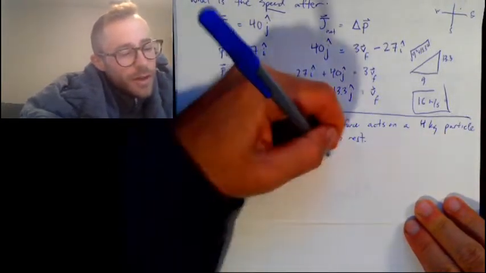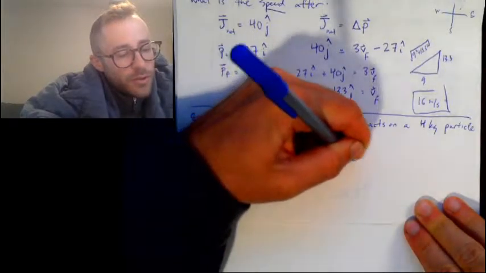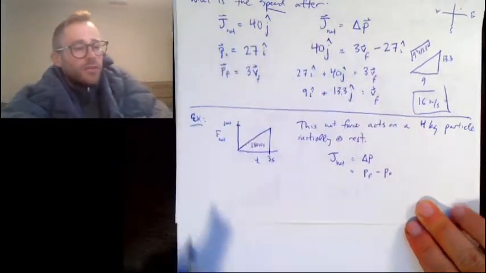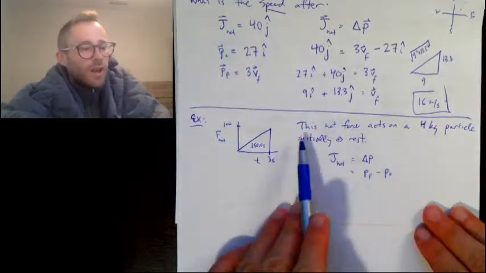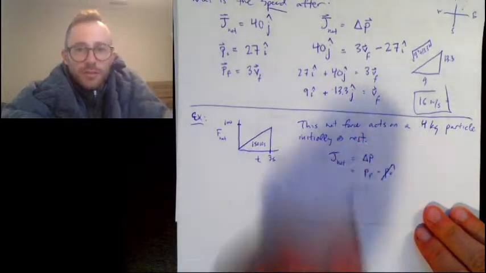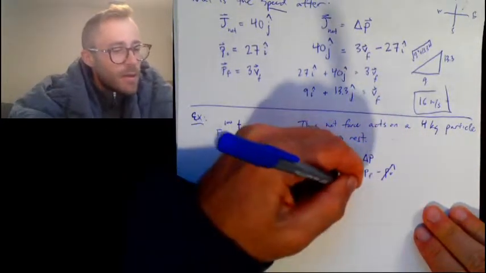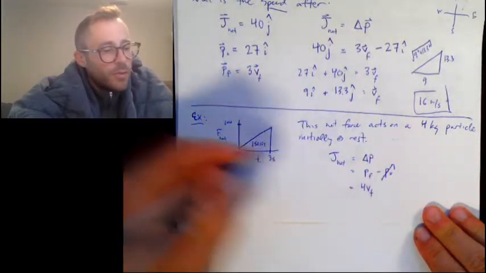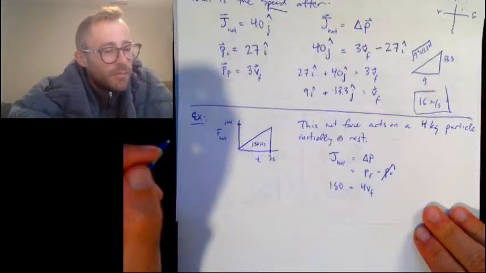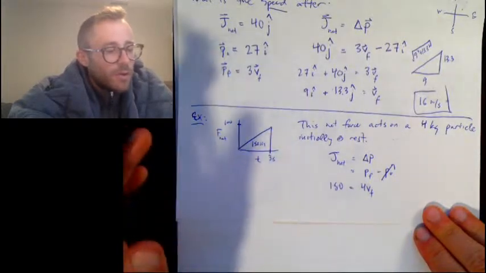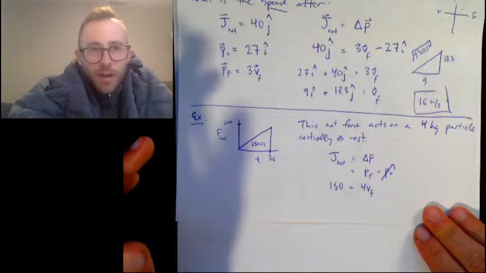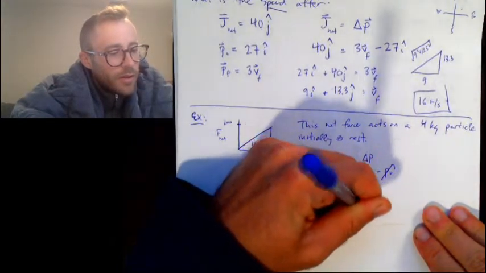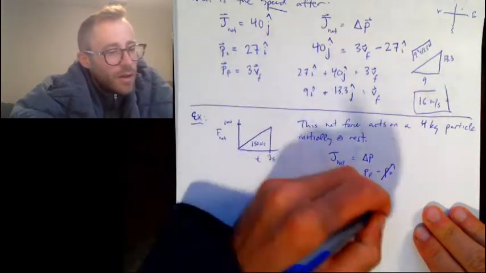So then I use net impulse is change in momentum, p final minus p initial. Because the 4 kilogram particle starts at rest, its initial momentum is 0. So we just have the final momentum is 4 v f. The impulse is 150, so we divide by 4. That's 75 divided by 2, 37.5 meters per second is the final speed. Boom.